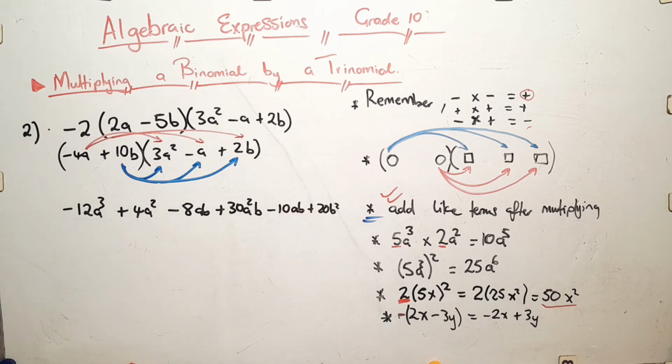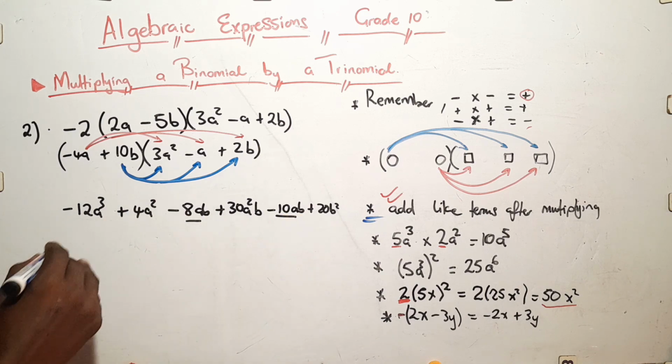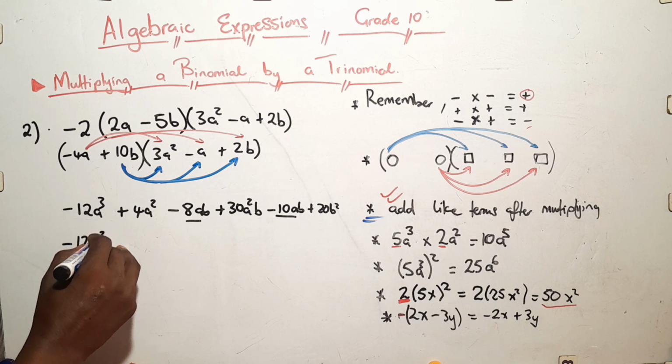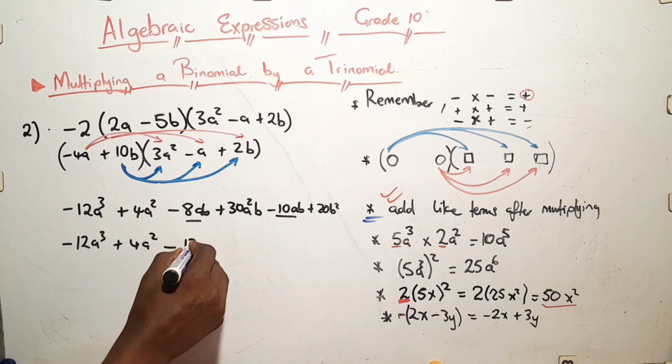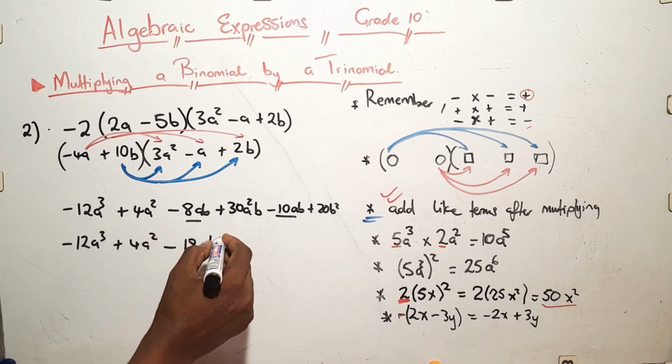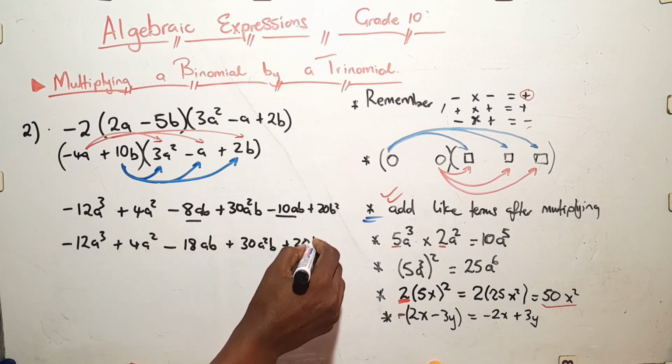Let's take a look at the like terms. Among the like terms, we only have these two as like terms. So this becomes negative 12a cubed plus 4a squared. This and that will give us negative 18ab. And this will be 30a squared b plus 20b squared.